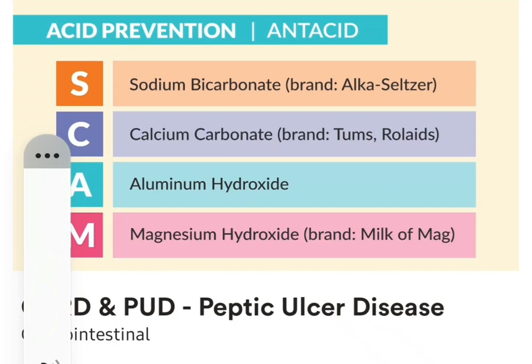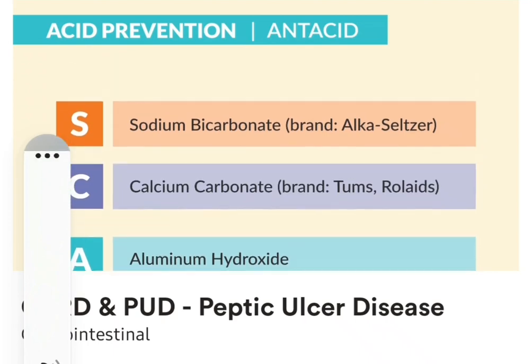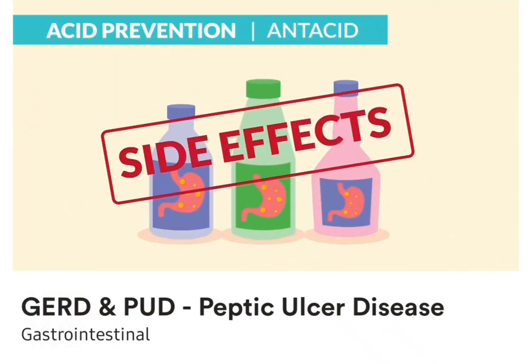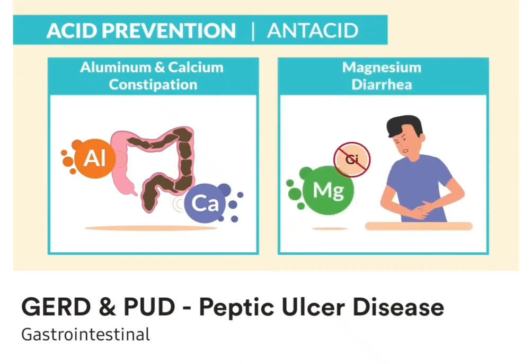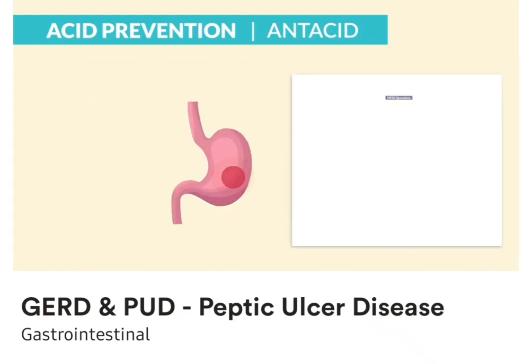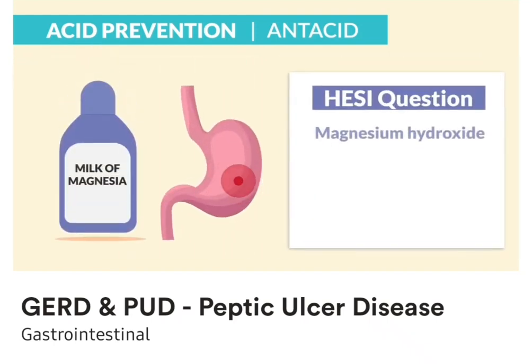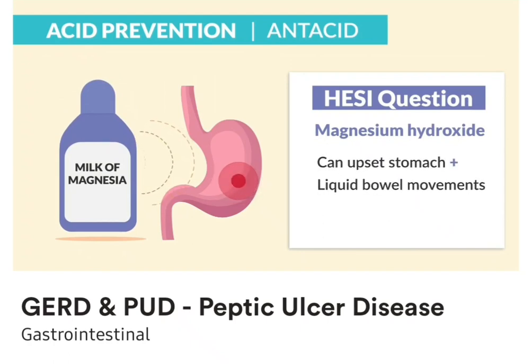Now that's also a laxative as well as an antacid here. Now guys, the big side effects can vary on the type of antacid. So for aluminum or calcium, they can constrict and cause constipation. And magnesium can mellow out the GI tract, causing diarrhea. Now on the HESI, there was an exam question about magnesium hydroxide. And it said it can upset the stomach and cause liquid bowel movements. So write that one down, guys.